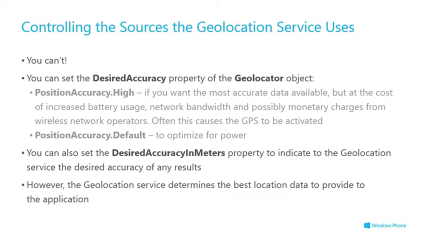You can also set the desired accuracy meters property, another way of influencing how accurate and how long it will take to get a fix. So if you're only interested in the nearest 100 meters, set that to 100, and you're going to get a quicker fix, because as soon as it gets within that range, it will give you the position information back again. But it's up to the geolocation service on the phone to figure out how best to satisfy your request for location information.